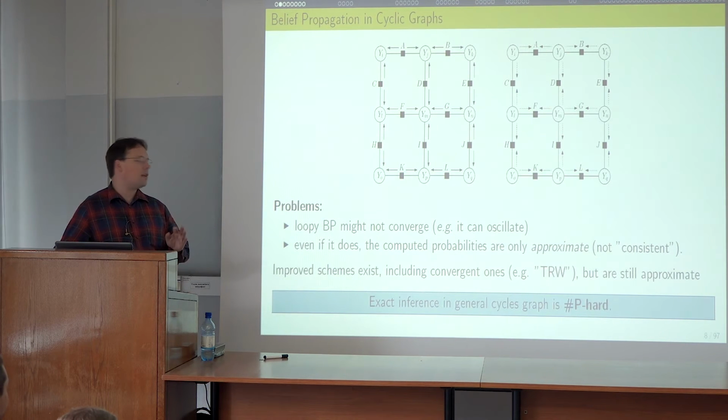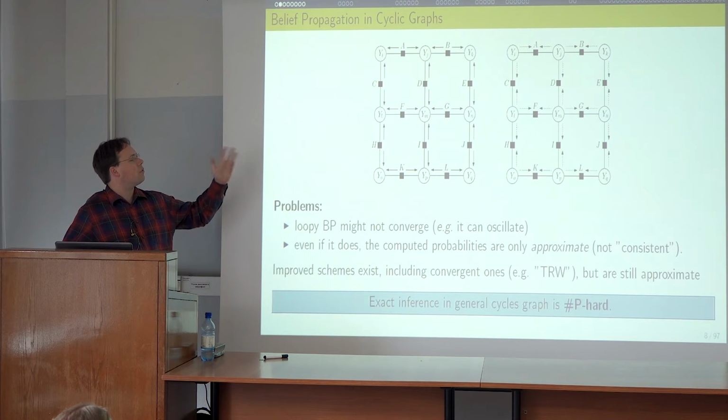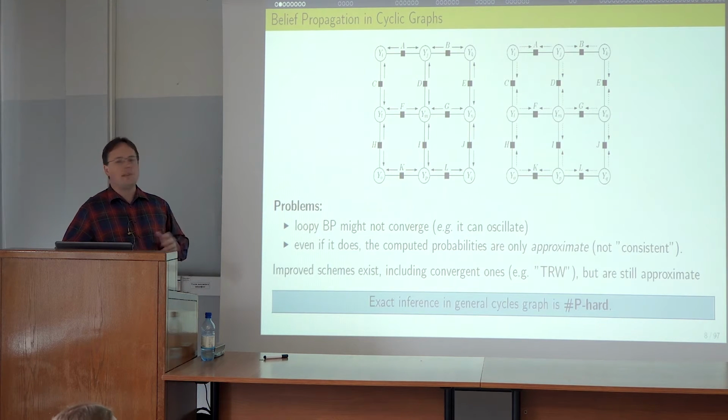There are some things that fix it. There are some convergent variants which guarantee to converge, but they will still be approximate. They will not give you the right thing. And that is not overly surprising. You can study this from a complexity theory point of view, and it will tell you that computing these marginal probabilities of random variables exactly is sharp P hard. And if you don't know complexity theory, you can look it up.